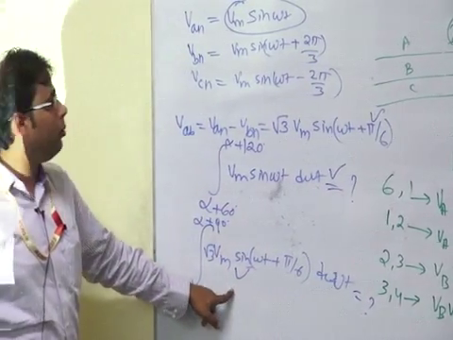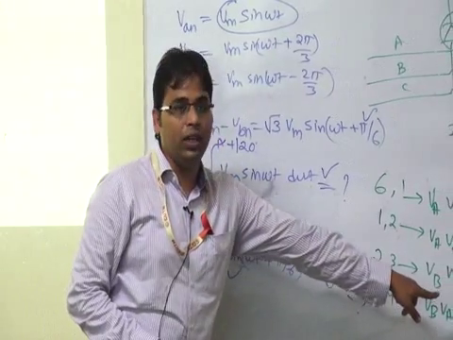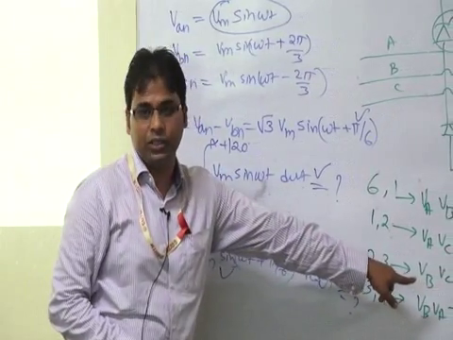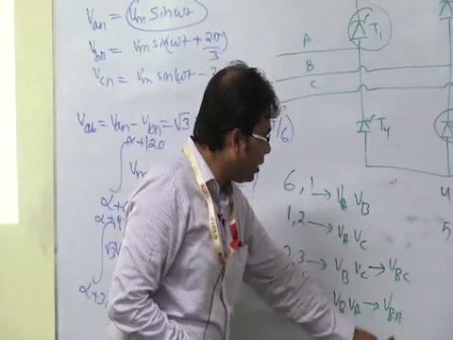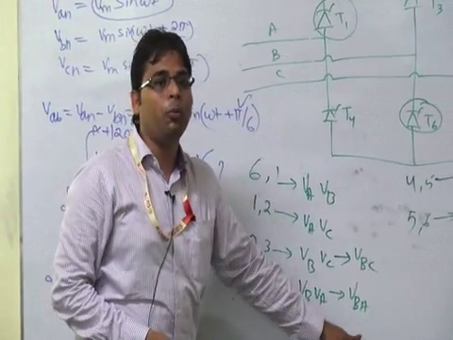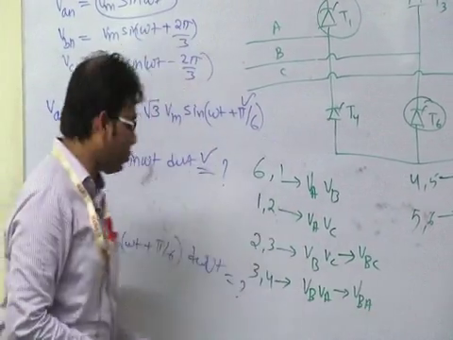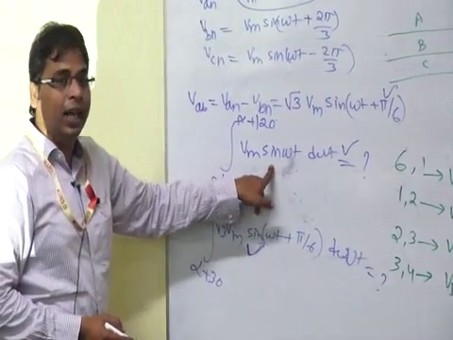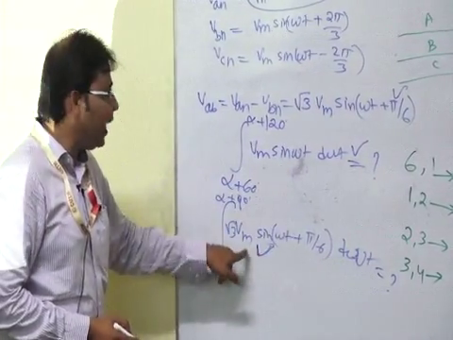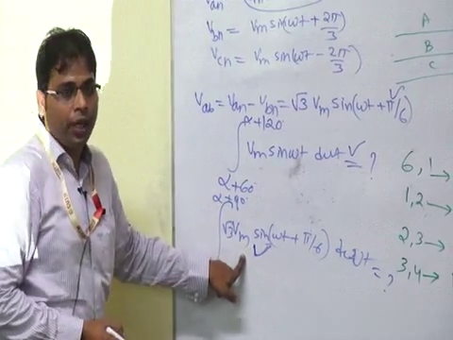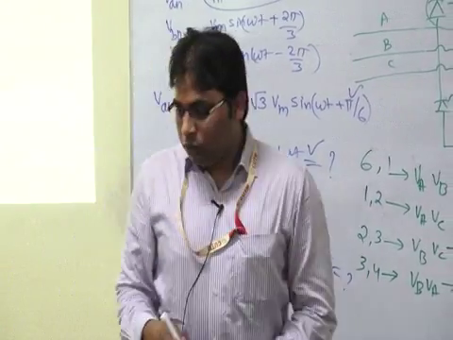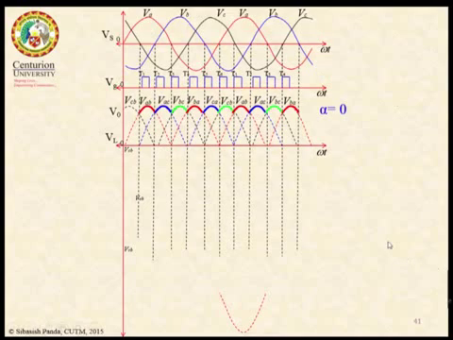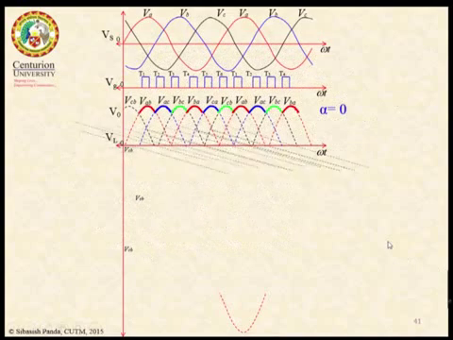But it is convenient to take this. Since our output voltage is a line voltage, we are not following phase voltage. In every case my output is line voltage. So it is convenient to take this expression rather than the other. It's convenient to take line voltage. Okay. So let us now go for next firing angles.